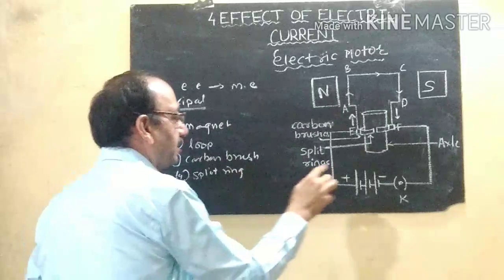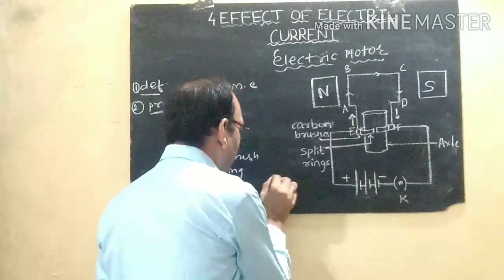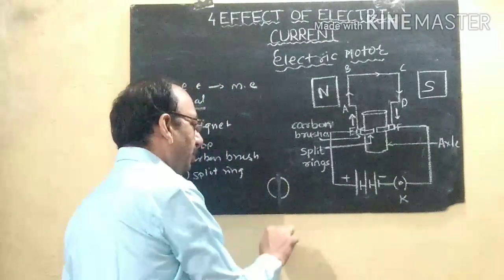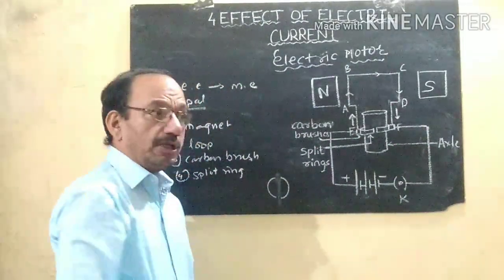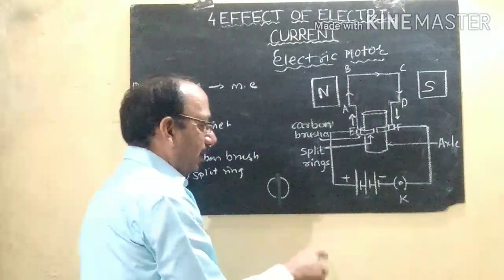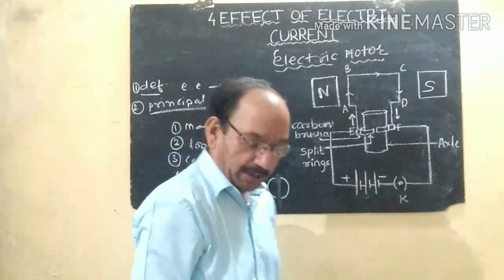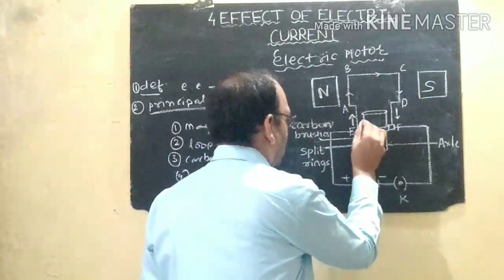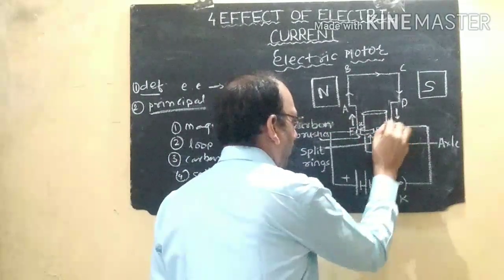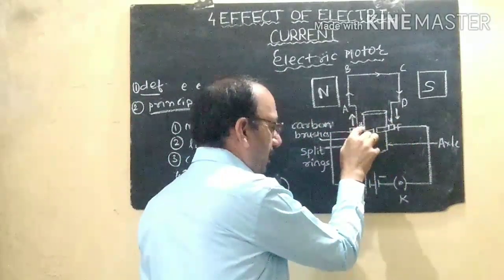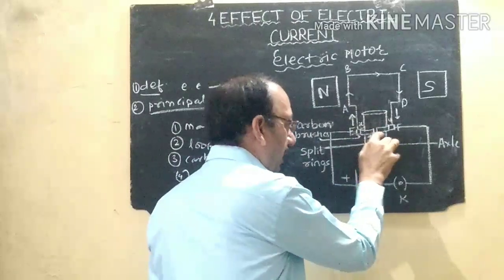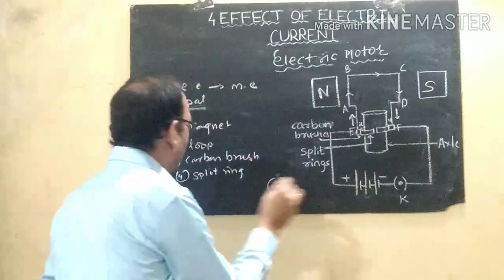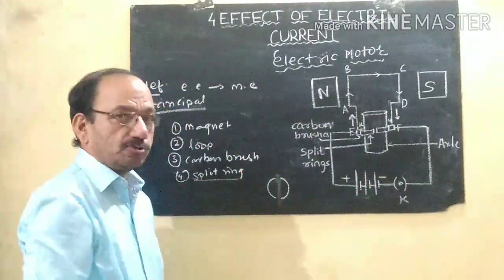This split ring is made of two equal halves. It is a ring, but it is not a complete ring. It is divided into two equal halves, and these halves of the split ring are indicated with the help of X and Y. One half of this split ring is indicated with X, and the other half is indicated by Y. This split ring is also called a commutator.